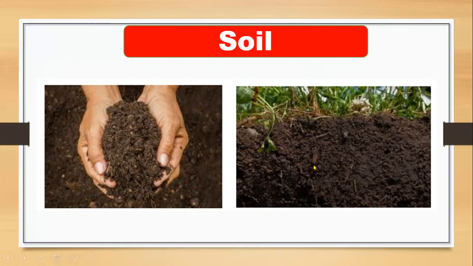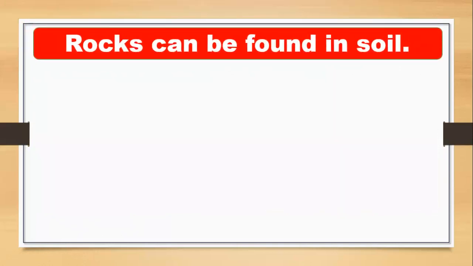So this is the soil. We can use soil to grow our plants. Without soil, we cannot eat our food. So let's talk about more. Rocks can be found in soil. In the previous lesson, you learned that rocks can be found in the deserts, in the mountains, or other places. But you can find rocks in the soil, but they should be small, not large rocks.